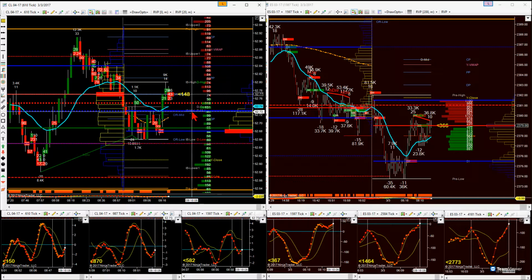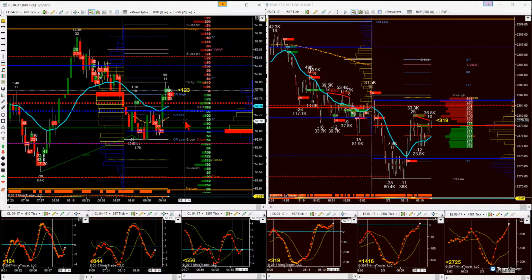I don't buy breakouts, right? So even though this looks like it may be building up some energy for a breakout, I will not buy the break of this high.